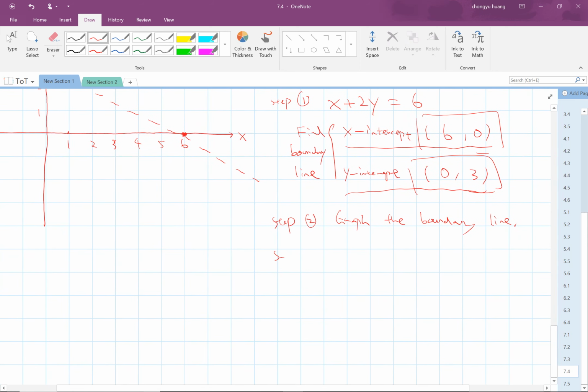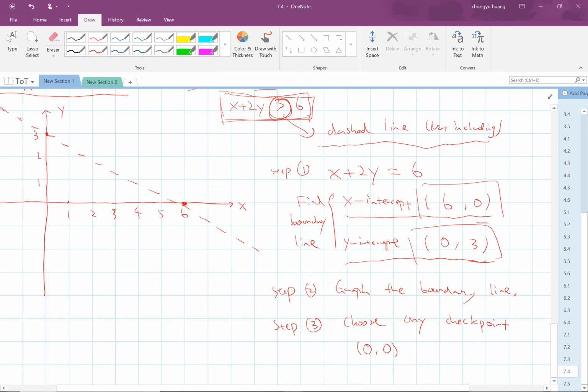Step 3 is we have to choose any checkpoint. As I told you guys before, (0, 0) is always a good choice for the checkpoint, right? And now we want to check this checkpoint.